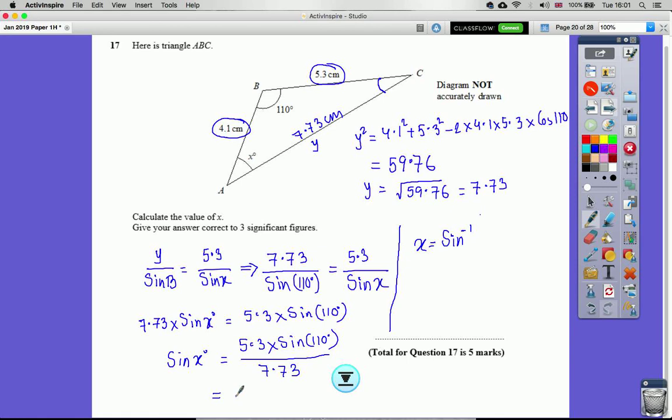So I'm getting here 0.6443. In this case, as I'm rounding it up, it's better to take up to 4 decimal places to get the most accurate answer. So I'm doing x is equal to sine inverse 0.6443. So the value of x comes out to be 40.11. So it says 3 significant figures. We will keep the answer as 40.1 degrees.